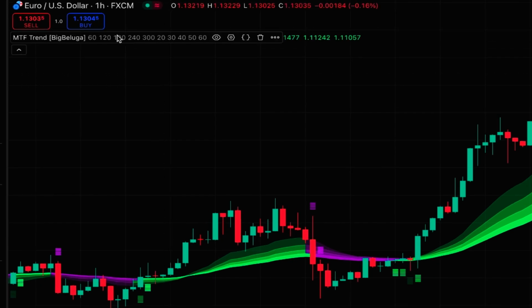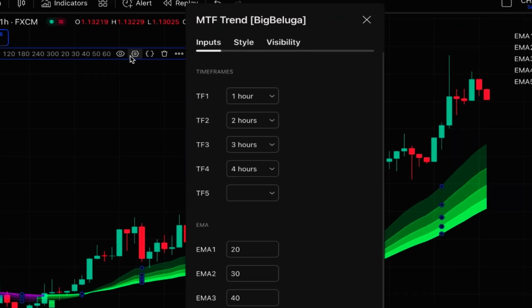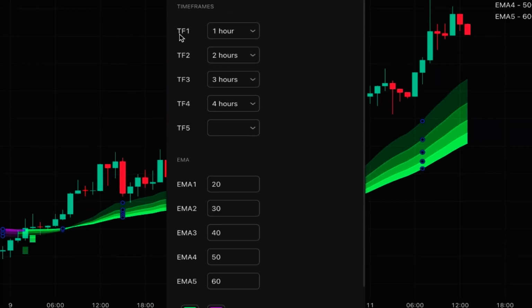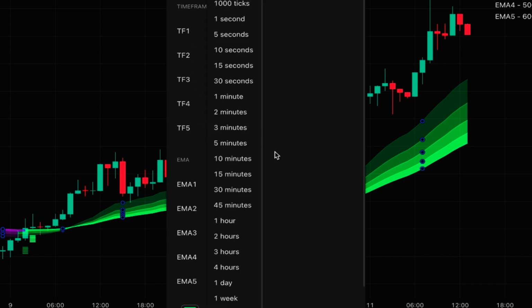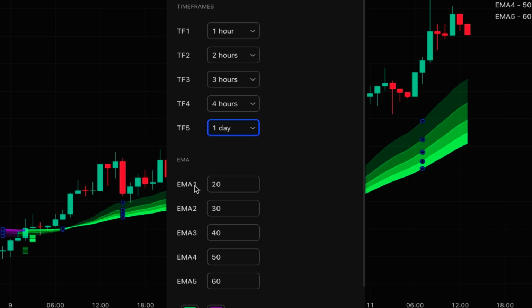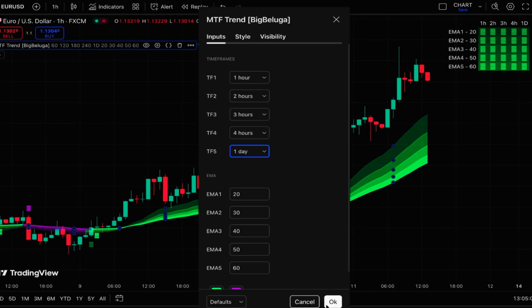If we go to the settings of the indicator, here you can see that in Inputs tab we have 5 different time frames, and these time frames are set by default. And for the last one, let's set it at daily time frame. And here you can see that we have 5 exponential moving averages, which by default are set at 20, 30, 40, 50, and 60. Depending on your trading strategy, you can change these time frames or length of moving averages so it can better match with your trading strategy. We continue with the default settings.